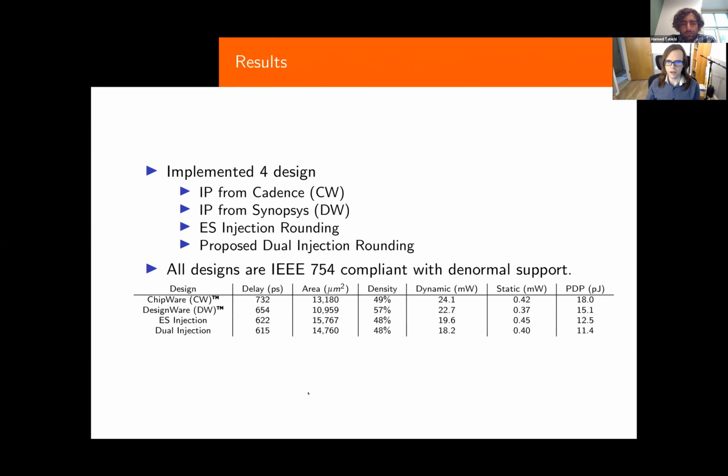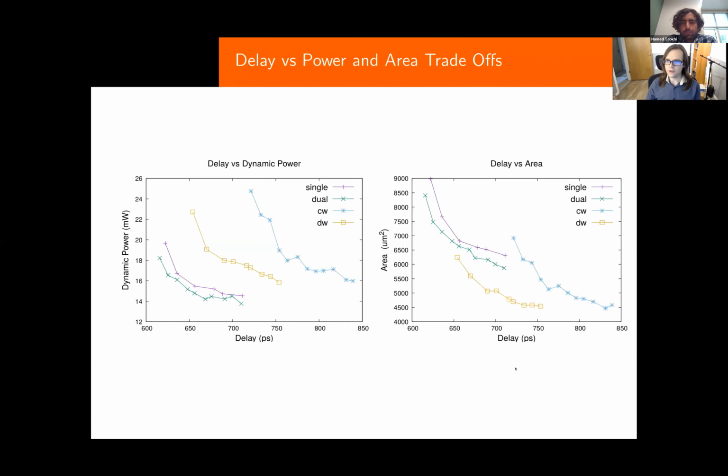So what do our results look like? Well, our design is not only faster, but it also uses less area and less energy compared to the standard single injection version. Importantly, a figure of merit, the power delay product, is significantly better for our proposed dual injector. It's also important to consider how the design performs across multiple different target speeds.